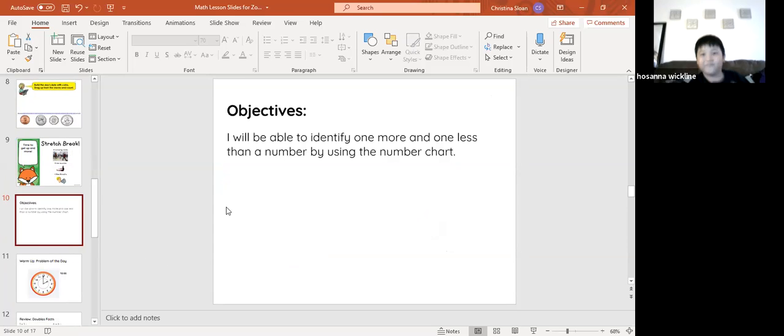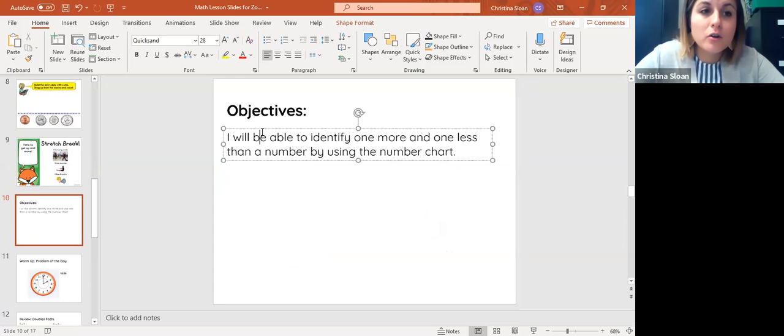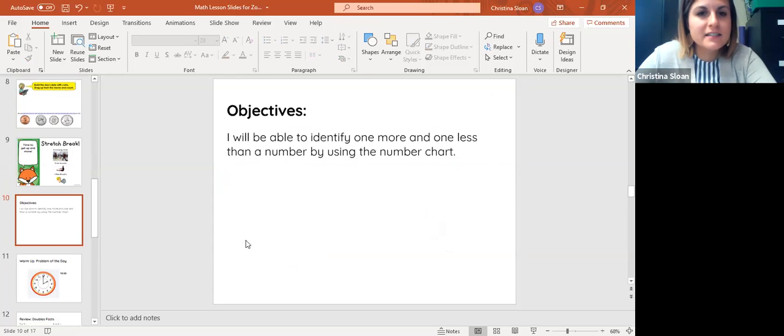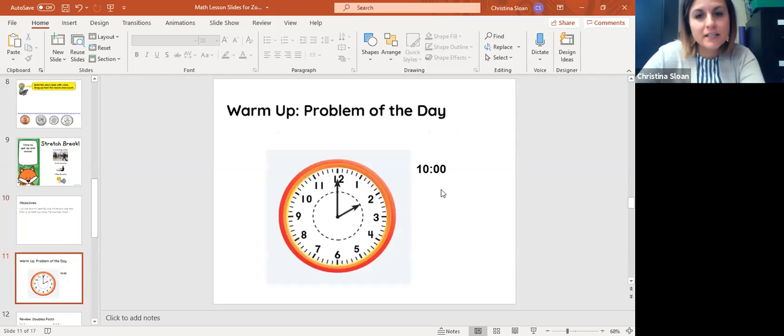Right. So our objective or our goal for this lesson is: I will be able to identify 1 more and 1 less than any number by using our number chart. So that's what our goal is to learn by the end of this lesson. Before we get to that, let's do some quick warm-ups.